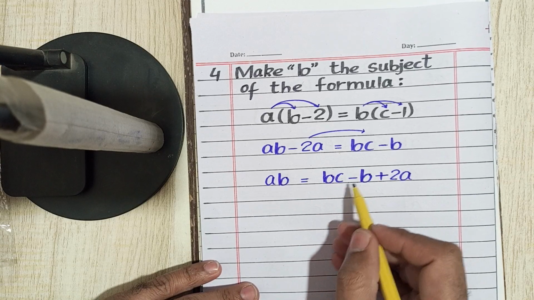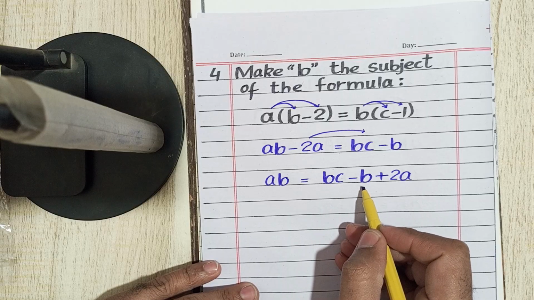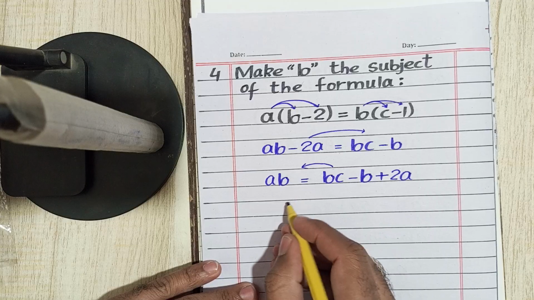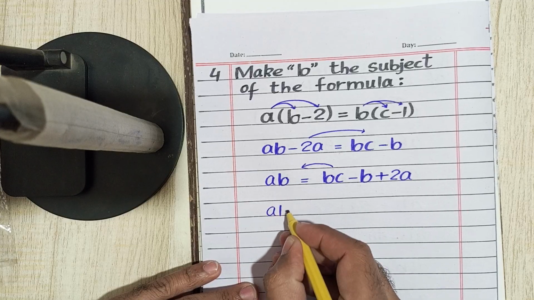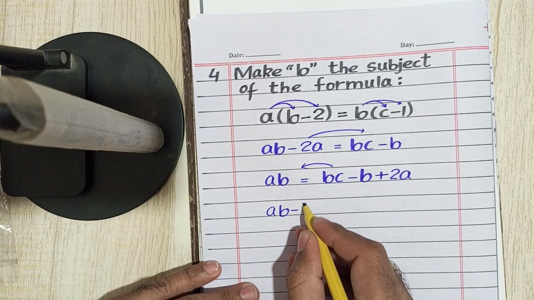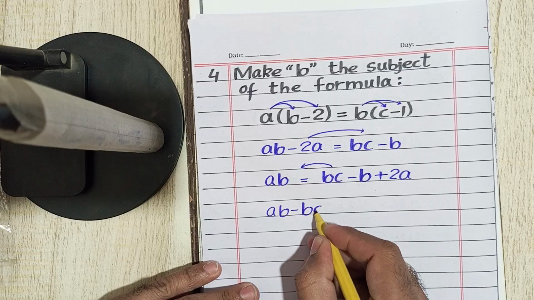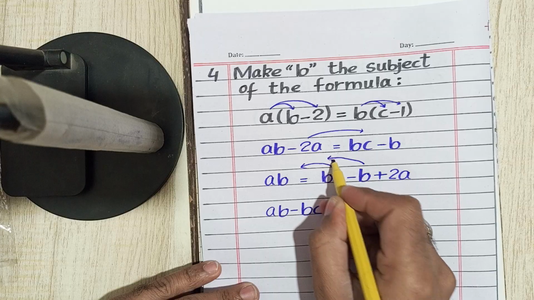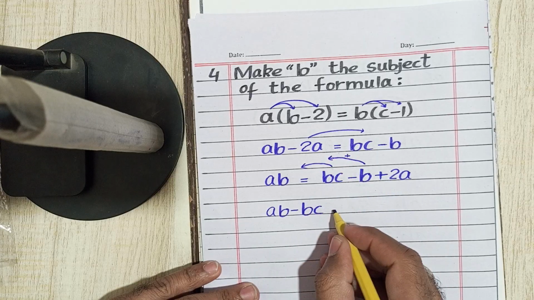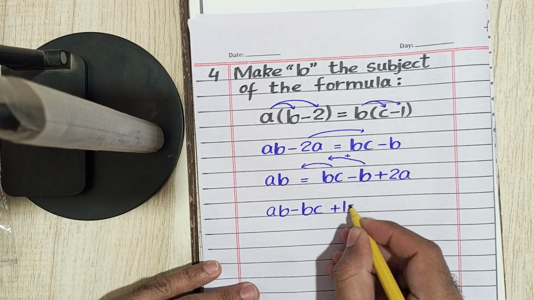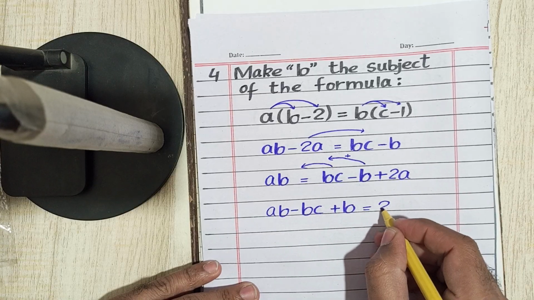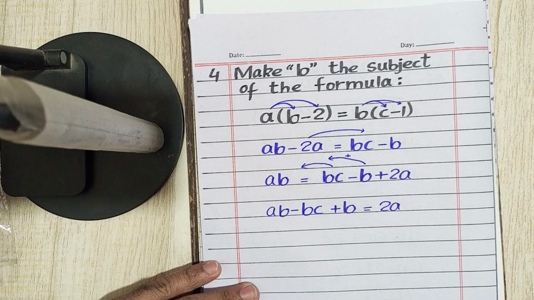So here we have BC minus B. First of all, we take away this BC here, so we write here AB minus BC. Now we take this minus B to here, so we have plus b. So we write here plus b and equal this remaining term 2a. We write as it is.